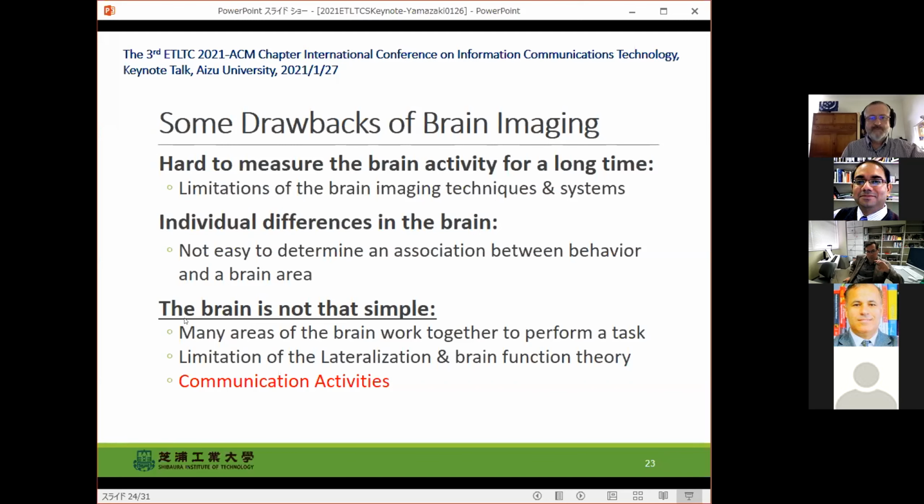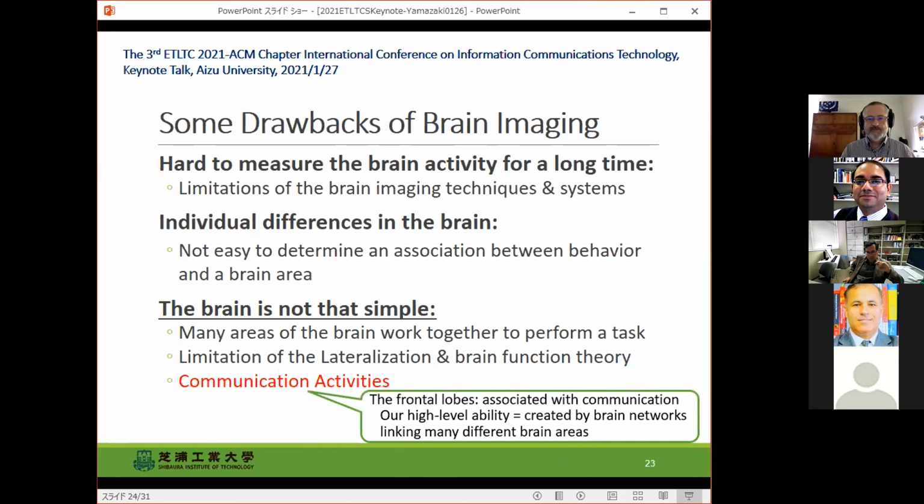And then lastly, the brain is not that simple. This is why those basic theories, brain mapping theories, and also brain lateralization, now have some criticism. Also, communication activities are very complicated, involving not only the brain language areas but also other areas. In particular, the frontal lobes are associated with communication, since communication is a very high level activity.